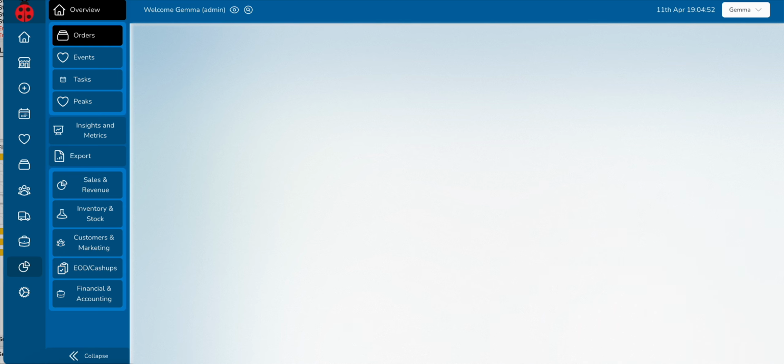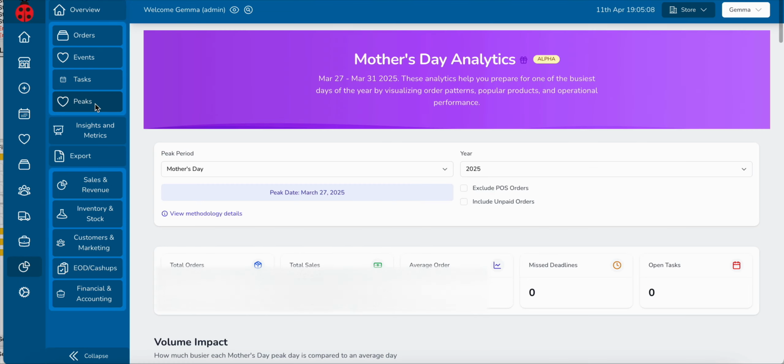Unique features of Digital Florists. This comes from our analytics section. So to find it, you'd go to your analytics and you'd select peaks. It's an analytic that is dedicated to your peaks and showing you what information you can get from your peaks, such as how many orders, turnover, average order value.